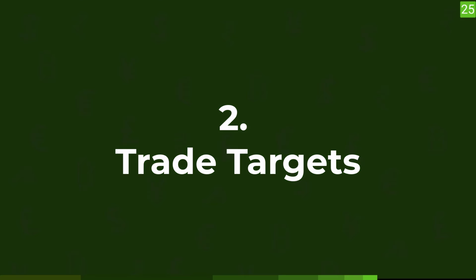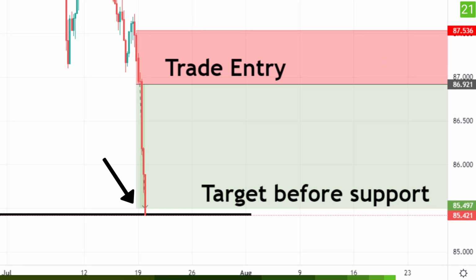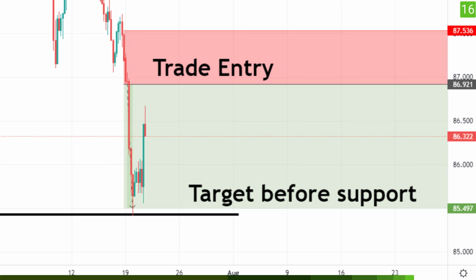Trade targets. For better trade exits, you want to make sure that your take profit target is set before a level to avoid giving back profits when the level holds. You want to be out of your profitable trades before the price hits such a key level.